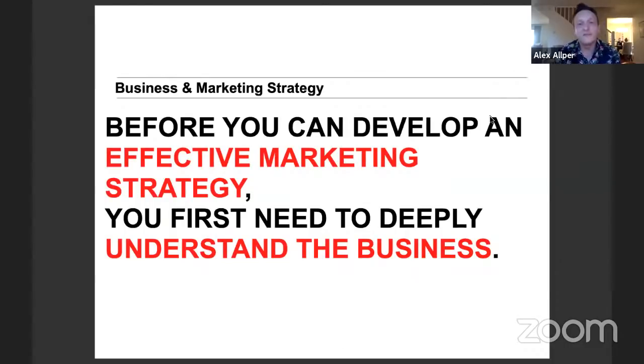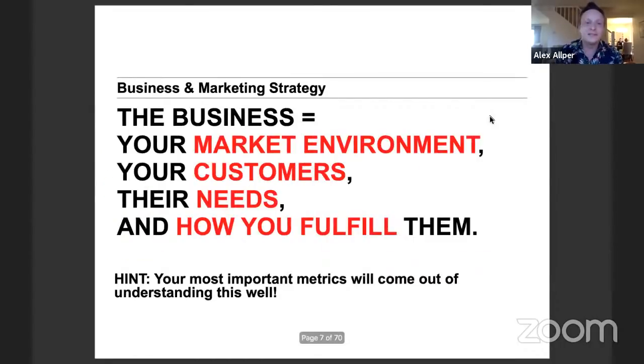But before you can develop an effective marketing strategy, first you need to deeply understand the business. And what do I mean by the business? It's really not overly difficult. First, it's your marketing environment. Where are you in this marketing environment? Are you a startup company and you've got a ton of funding? Are you a nonprofit and you can barely pay the bills? Are you a startup company with no money, which by the way, you need to go get some money? All of those things are going to make a difference.